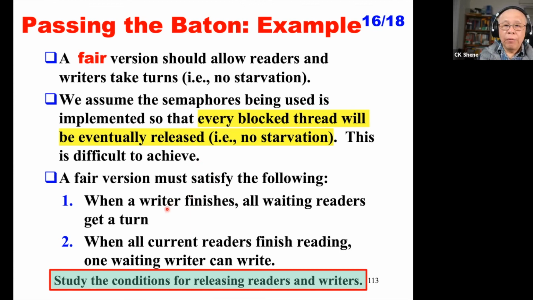So a fair version must satisfy the following. When a writer finishes, all waiting readers get a turn. That is, when a writer finishes, all waiting readers could run. When all current readers finish reading, one waiting writer can write. So this is the meaning of taking turns.